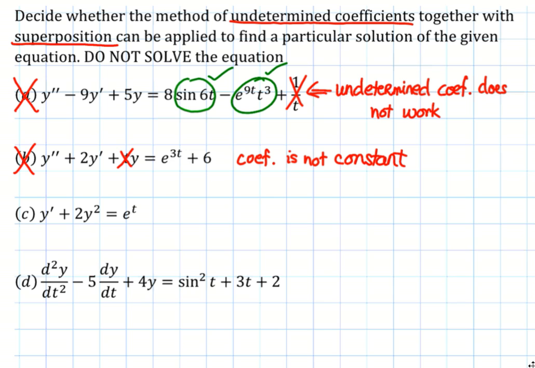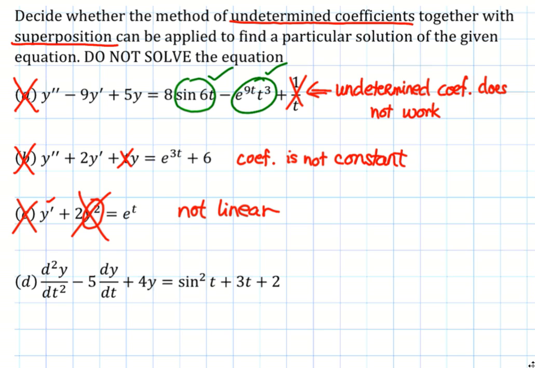Next, we have here y prime, which is good. So that one's good there. But this is y squared. That doesn't work because the type of function is not a linear function. The expression on the left hand side doesn't work because it's not linear.